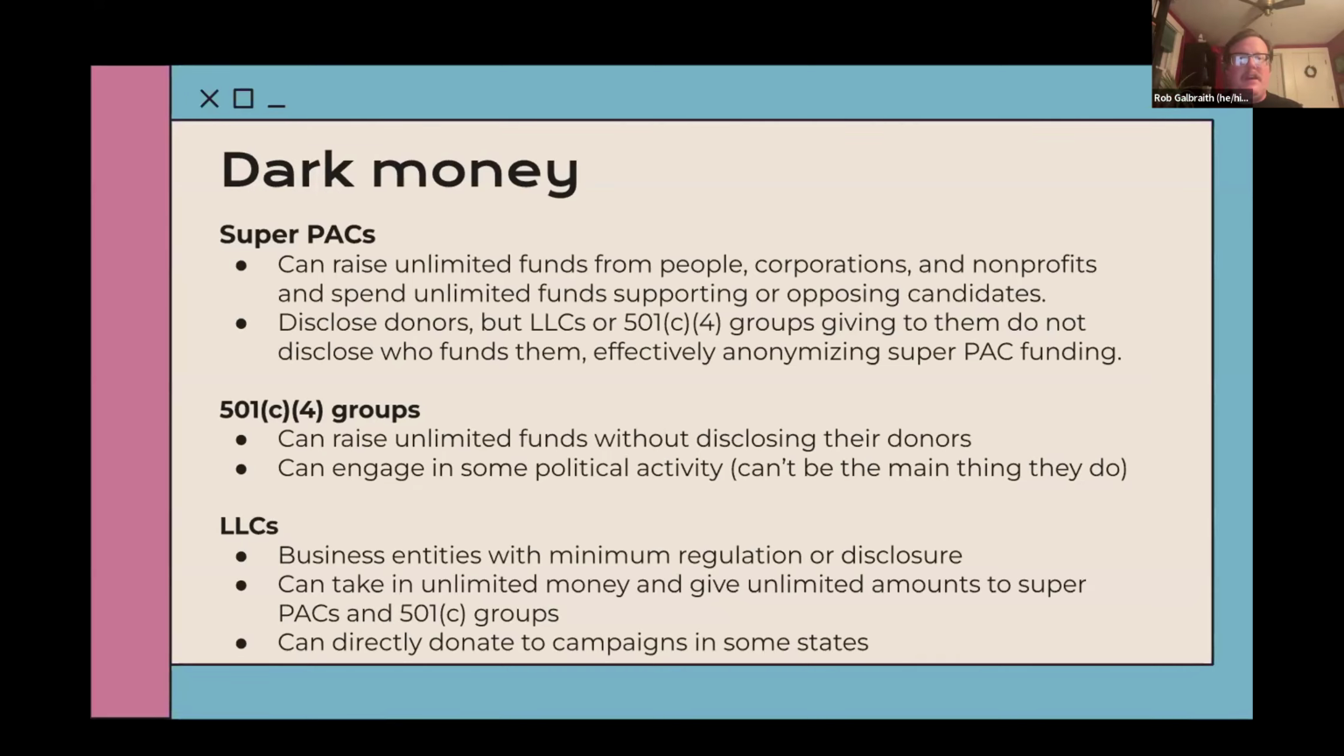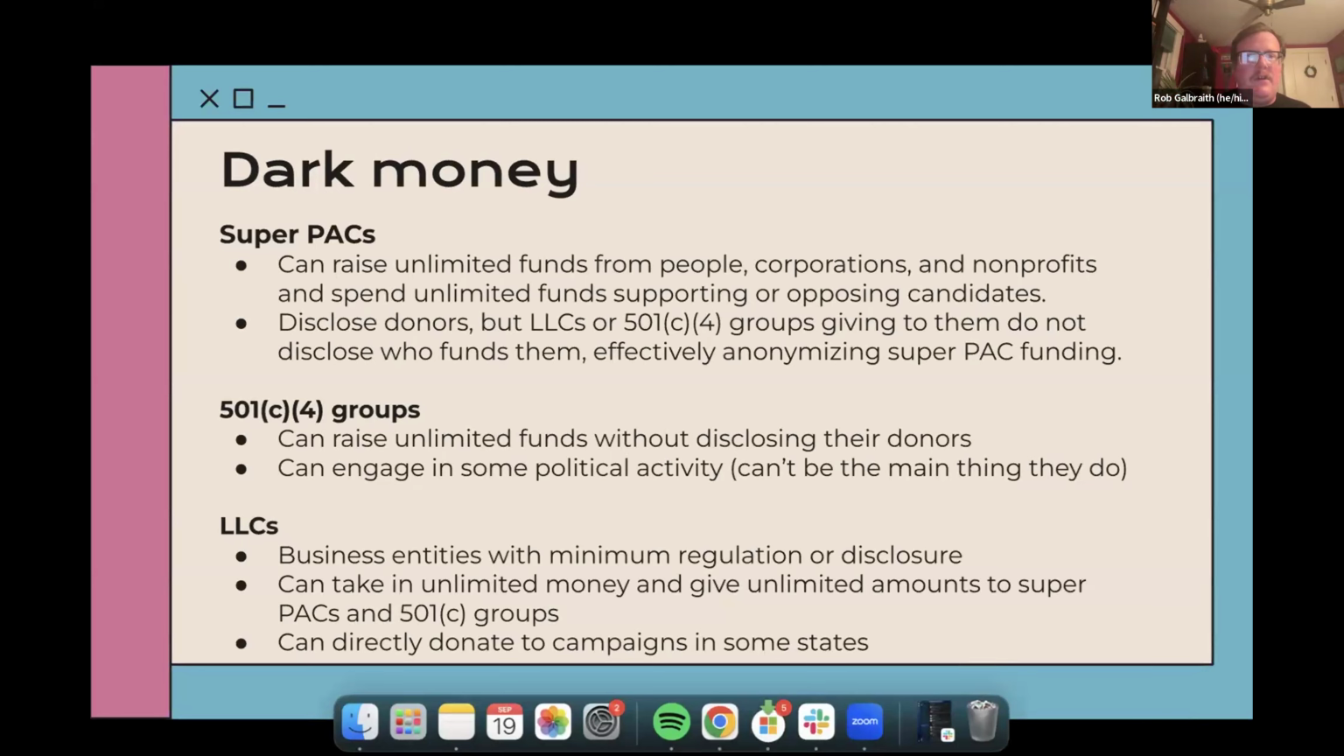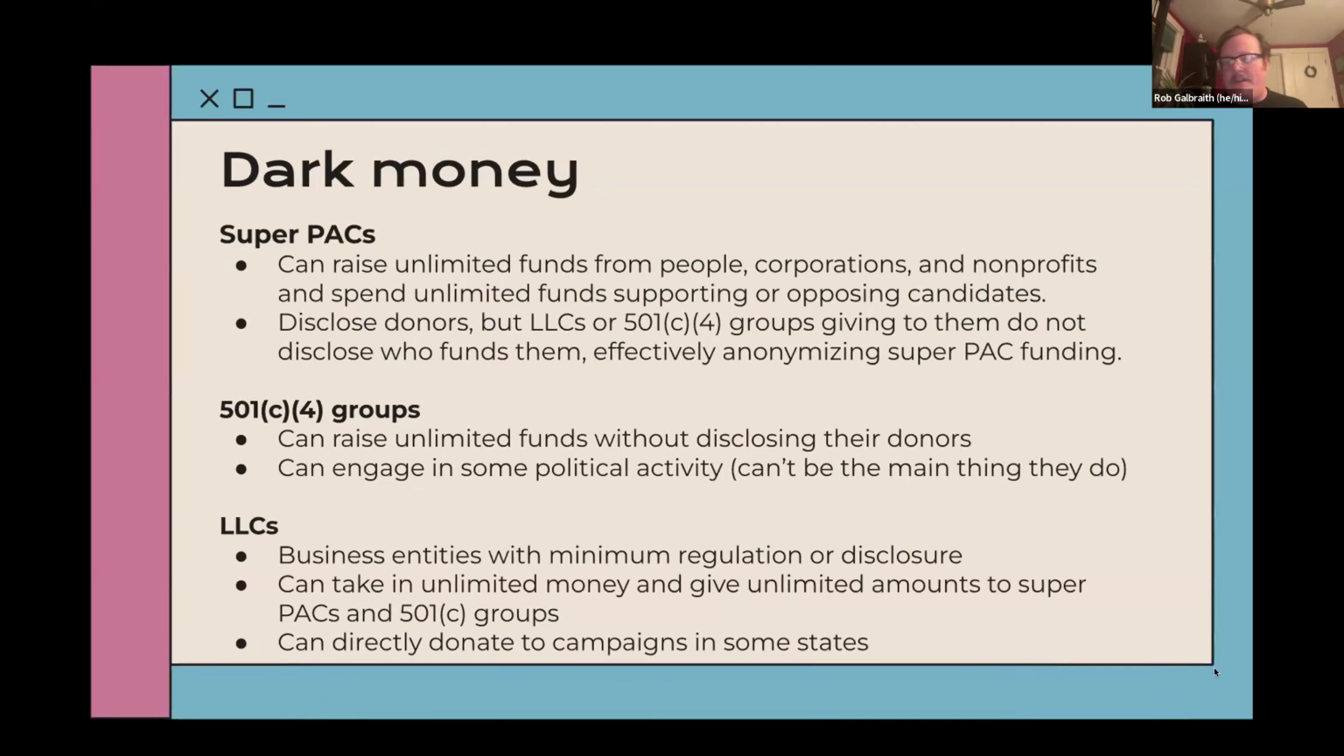Basically, it can't be the main thing that they do. And again, they have to disclose who their board members are and where their office is. These are all publicly available records. If you want to learn more about researching them, you can check out the video for our nonprofits training. But again, they don't have to do this reporting, in an election calendar, till the next year, essentially.